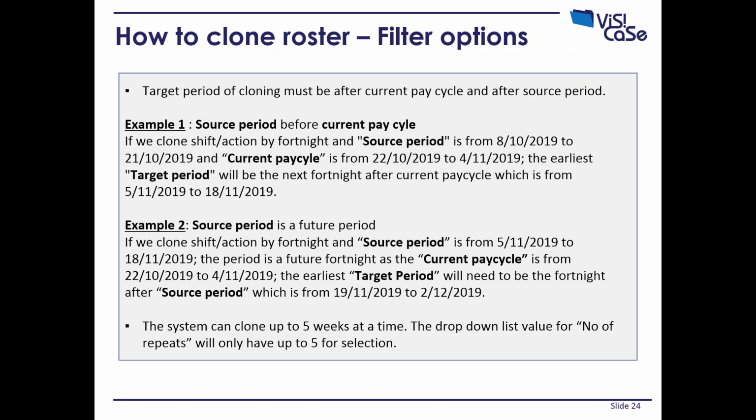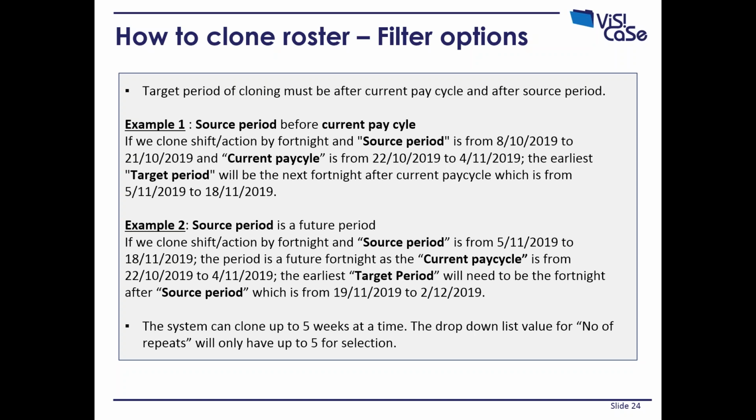And the second example is where the source period is a future period. So if we clone a shift or an action by fortnight and the source period is from the 5th of November to the 18th of November, the period is a future fortnight, as the current pay cycle previously mentioned is from the 22nd to the 4th. The earliest target period will need to be the fortnight after the source period.